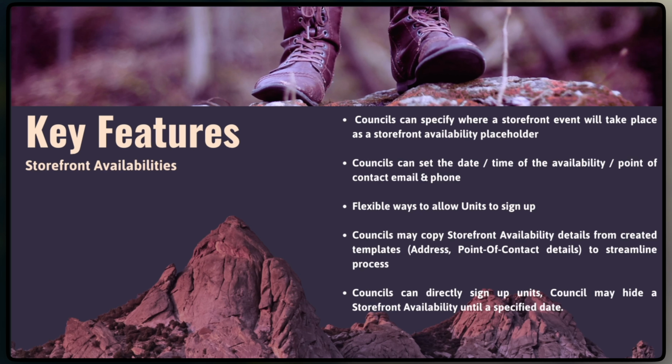Councils can also control when a storefront availability becomes visible for unit signups. For example, if an event is scheduled for 2 weeks from now, but units shouldn't sign up until next week, councils can set a specific date when the availability will appear. This ensures units only see events when the council is ready for them to do so.